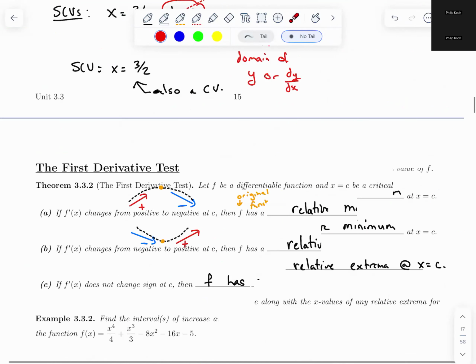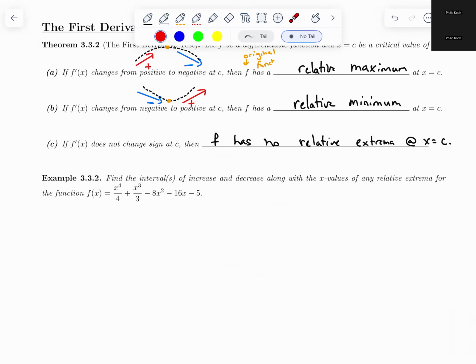Find the intervals of increase and decrease along with the x values of any relative extrema. So here, I'm not looking for the location of the relative extrema, and I'm not looking for the relative maximum values or minimum values. I'm just looking for the x values.